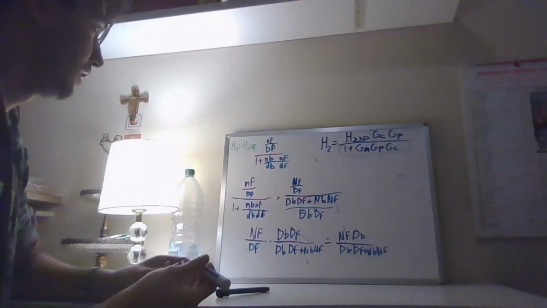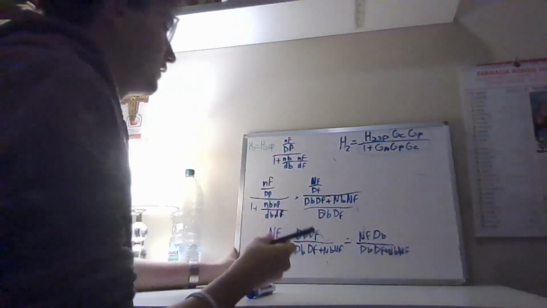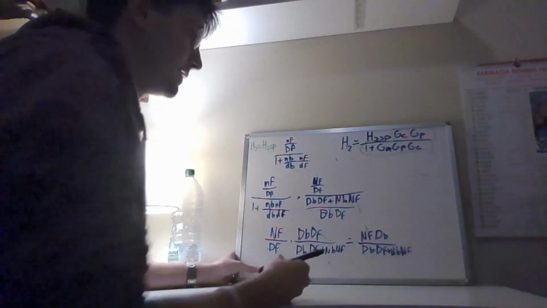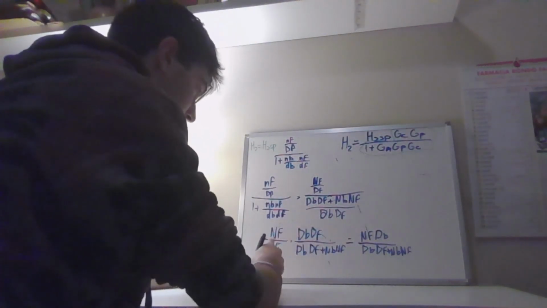So we have NF dB over dB/dF plus NB/NF. I'm going to erase this out, put this in the top left corner so we can continue working this with more space. That looks right.